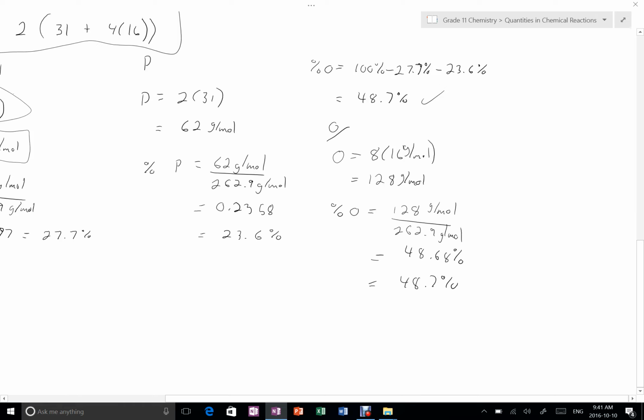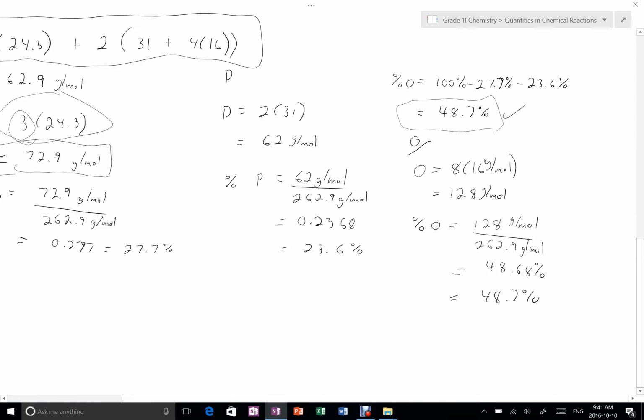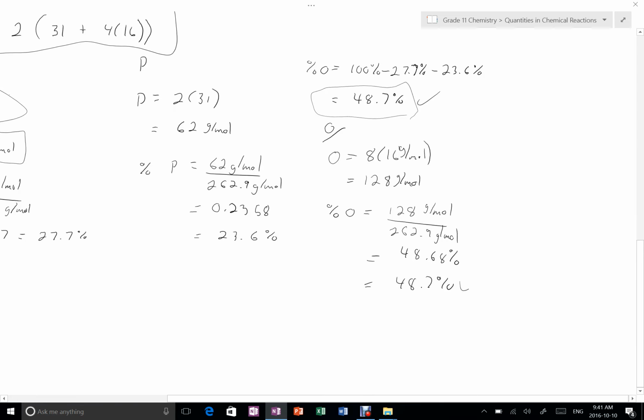When I get the percent compositions for everybody but one, since all of the percent compositions have to add up to 100%, 100 minus the other two can give you the percent composition. And we always like when we can do a calculation in 2 different ways, because then we can verify our answer to see if we've done the overall question correctly. So that's percent composition.